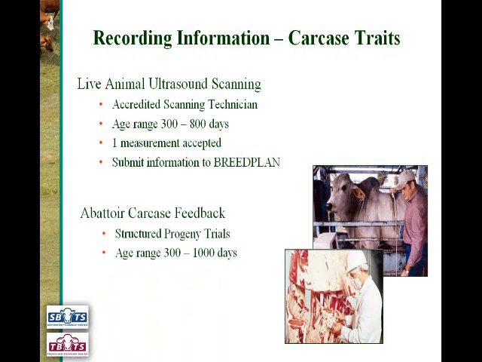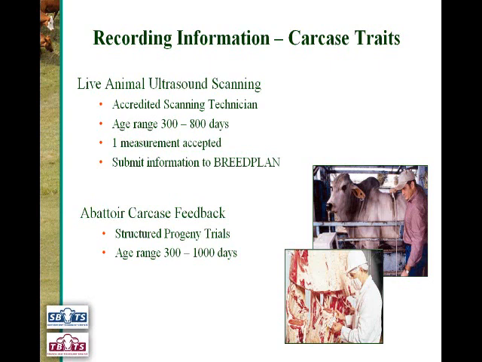The other bit of information which can feed into calculating these EBVs is actual abattoir carcass feedback. Now, in practice, unless the feedback is coming through structured progeny trials, then it may not be as useful for the genetic evaluation as the scanning information. Obviously the carcass feedback is directly measuring the traits of interest, so it is in theory the best possible information we can collect, but there are a number of problems that can occur with that information which can limit its effectiveness for genetic evaluation purposes.